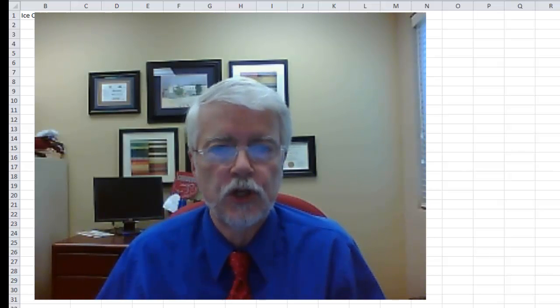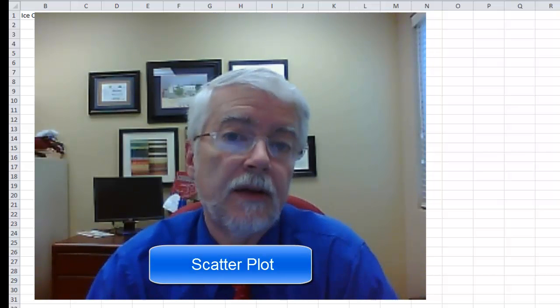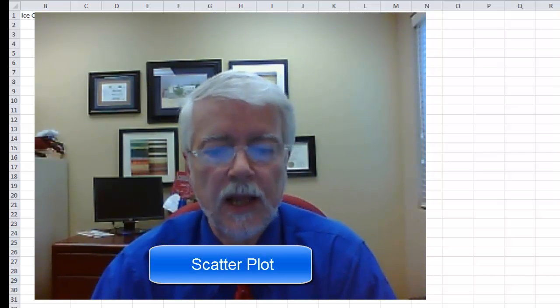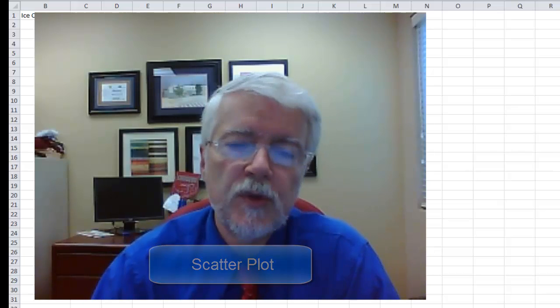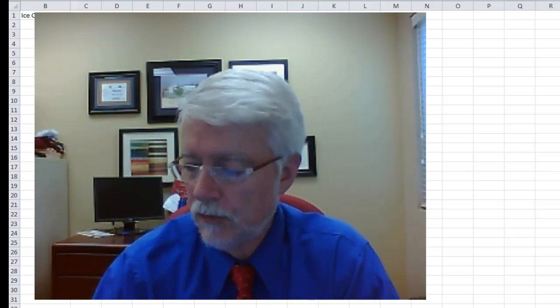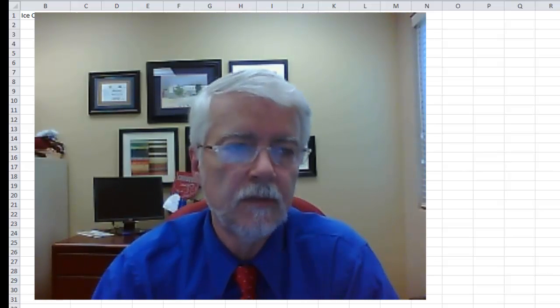In this lesson, we're going to be dealing with another type of chart in Excel, and this is something that you may run into as you get into more advanced math or as you get into other subjects. This is going to be the scatter plot. Now, a scatter plot shows relationships between two sets of data that might or might not be related.